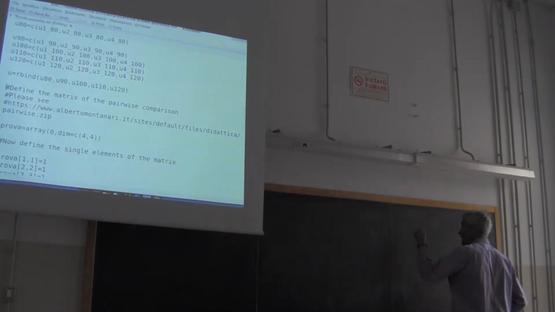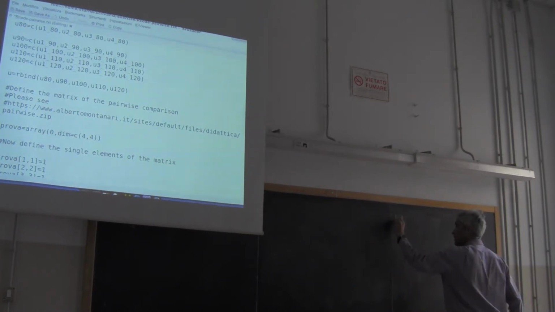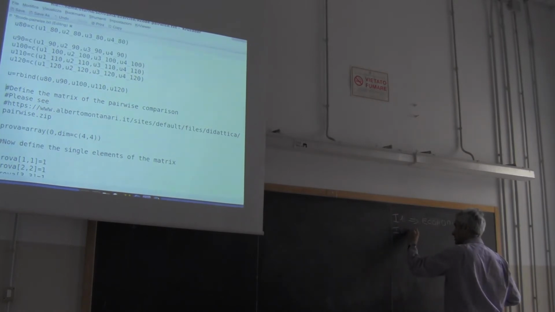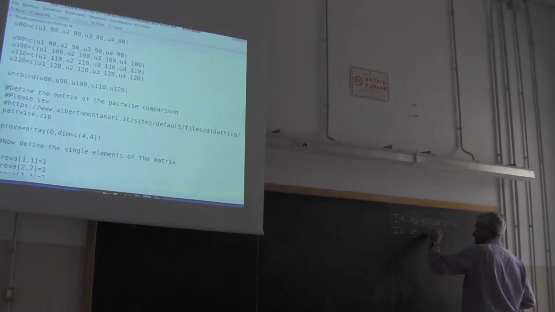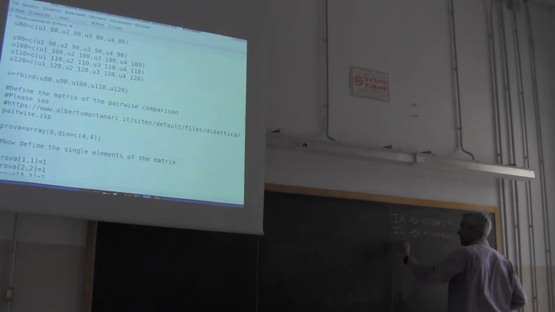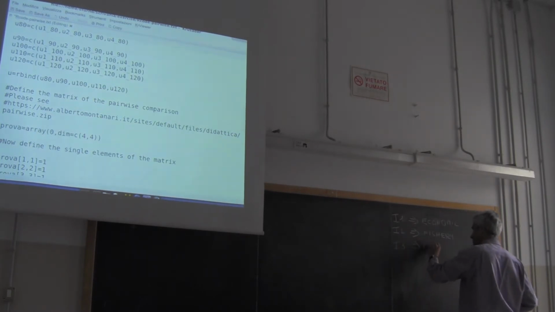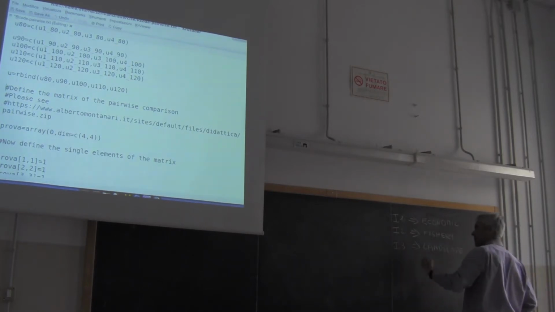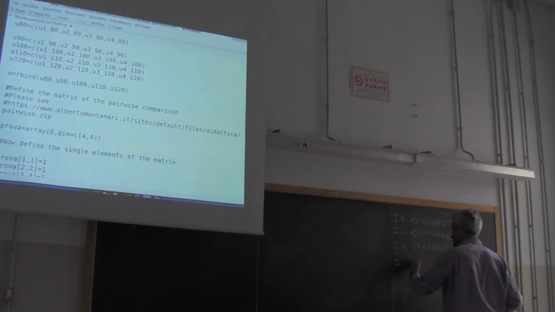The first, E1, is economic. E2 is fishery. The third, E3, is landscape. The fourth, I4, is tourism.